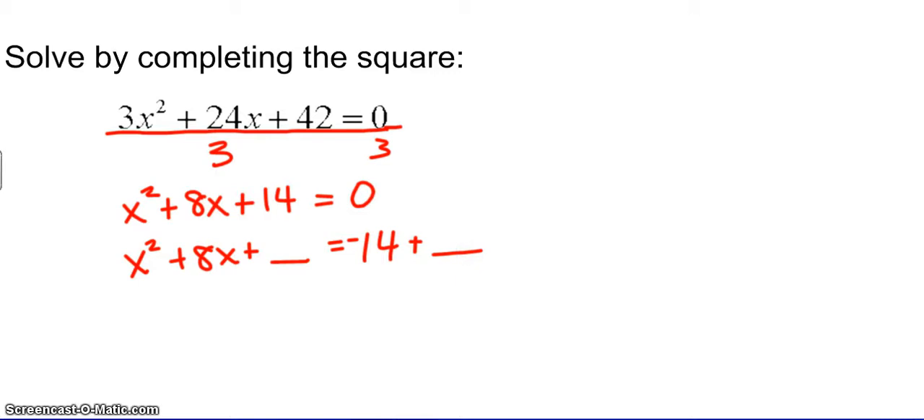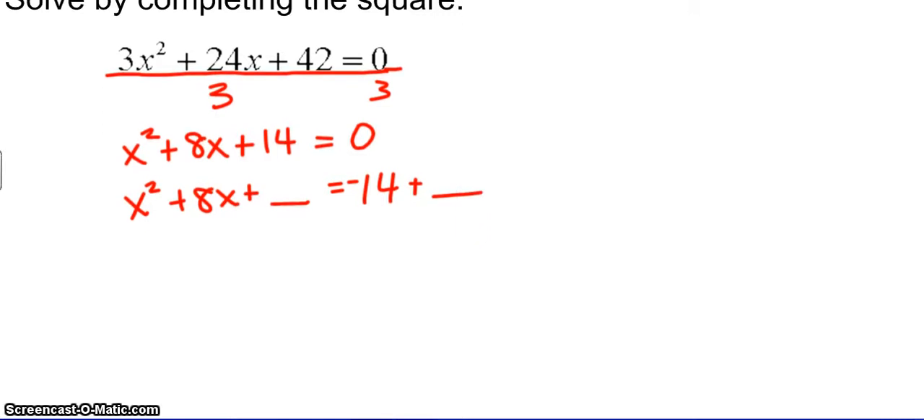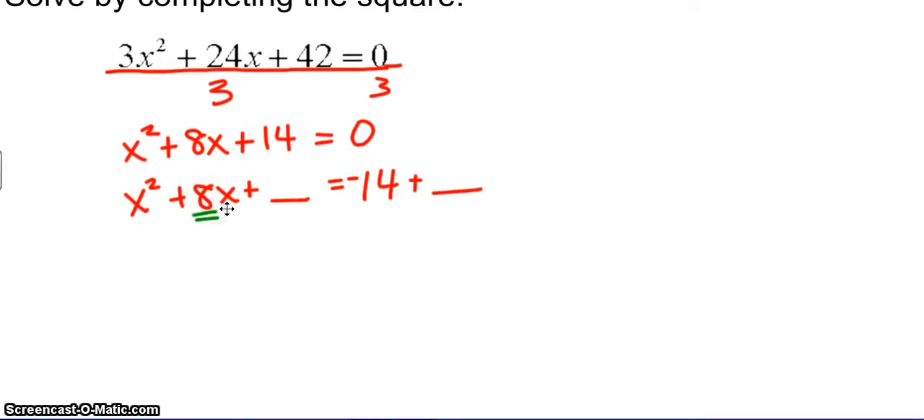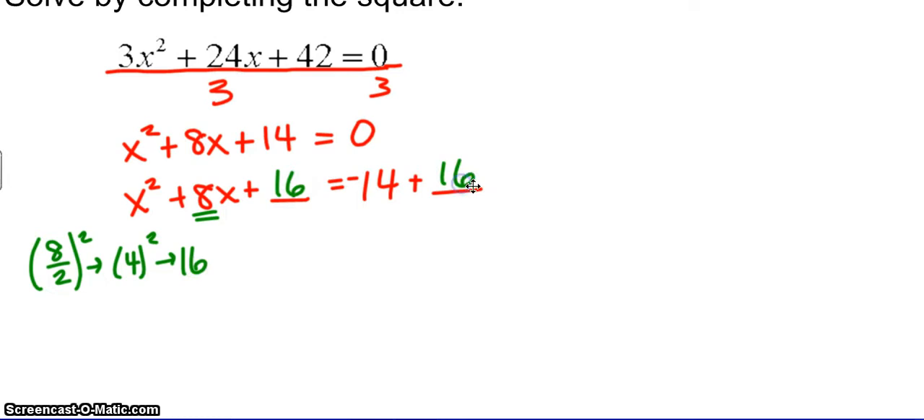Alright, this is the part then where we are actually completing the square. So we're going to take our b value, divide it in half, so 8 over 2 squared, which is really 4 squared, which is 16. So 16 goes here and here. This number is what goes into our binomial squared. Okay, so this 4 is a positive 4, which is why I kept the plus sign, equals negative 14 plus 16, which is 2.